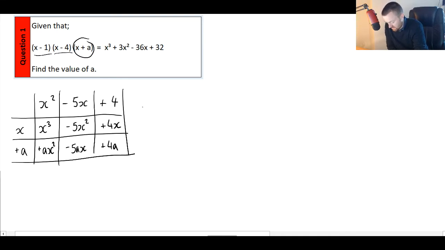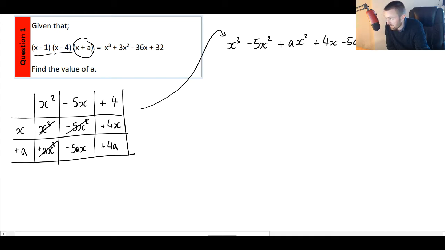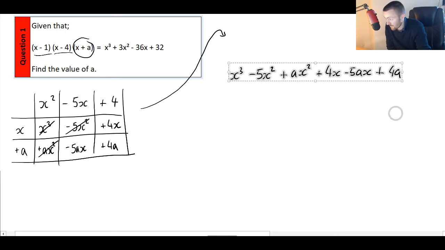So if I write that out, I'll give myself some room. I'm going to write it out over here. In full, x cubed minus 5x squared. I suggest putting the x squared terms together. So plus ax squared. Now we're going to deal with the x's. Plus 4x minus 5ax and then plus 4a. I've just realised you can't see that. Let's try and move that down. There we go.